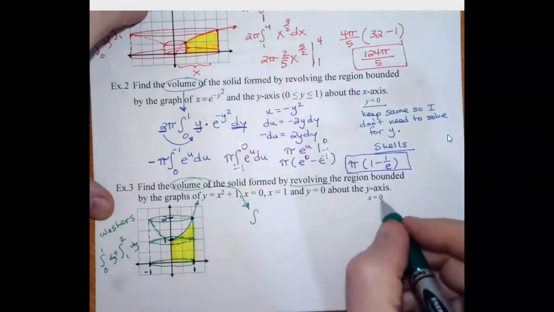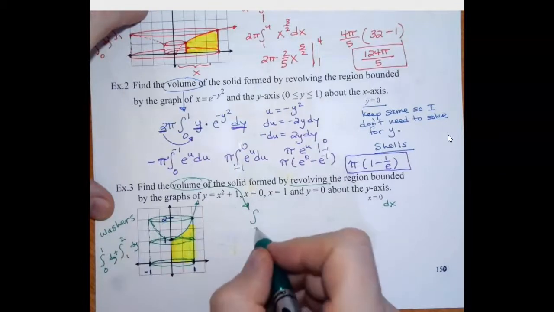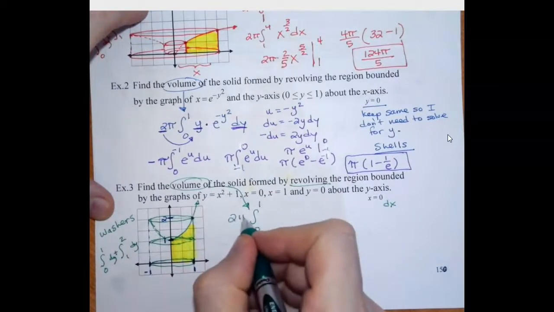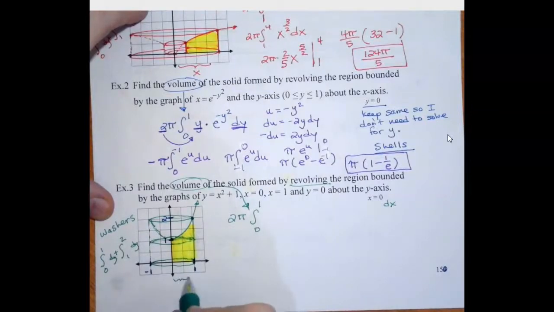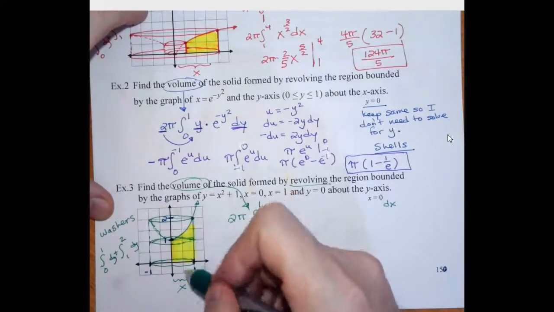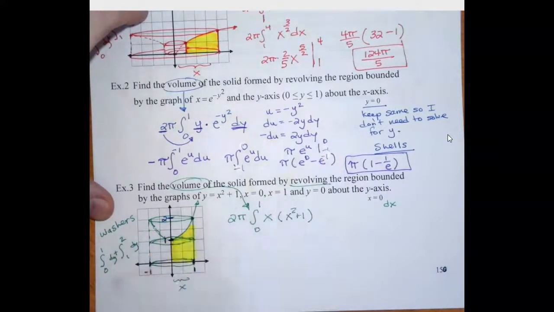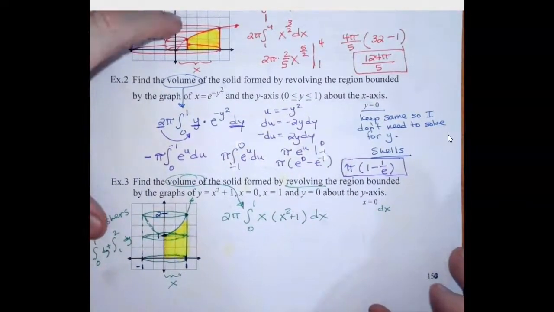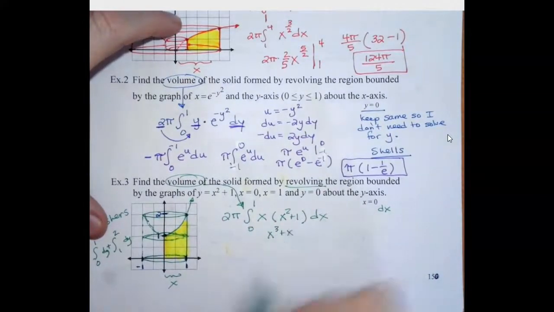So here we can keep it dx, so we can go from 0 to 1, and if we're using shells, it's going to be 2 pi, and the distance from the rotation is just going to be x, it's usually x, and then the height of the shell is going to be x squared plus 1. That's the height of each of those shells, and then it's dx. Okay, so if we distribute that, that's x cubed plus x.